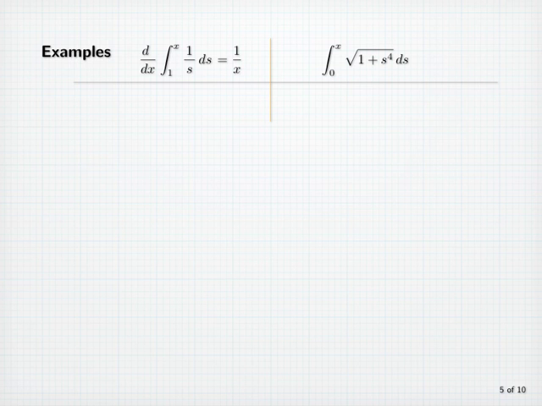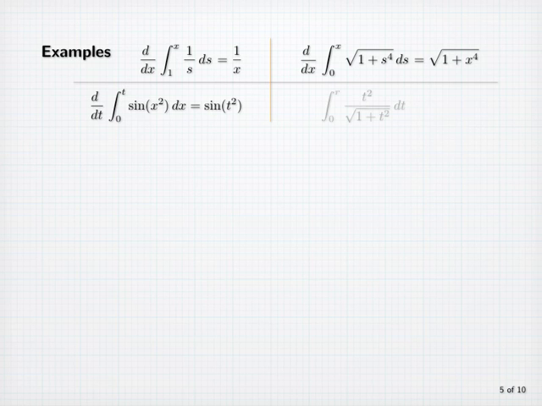The integral from 0 to x of the square root of 1 plus s to the fourth ds is a function of x, and its derivative with respect to x is just the square root of 1 plus x to the fourth. The integral from 0 to t of sine of x squared dx is a function of t. Notice here that x is the dummy variable of integration. So we can take the derivative with respect to t, and that turns out to be the sine of t squared.